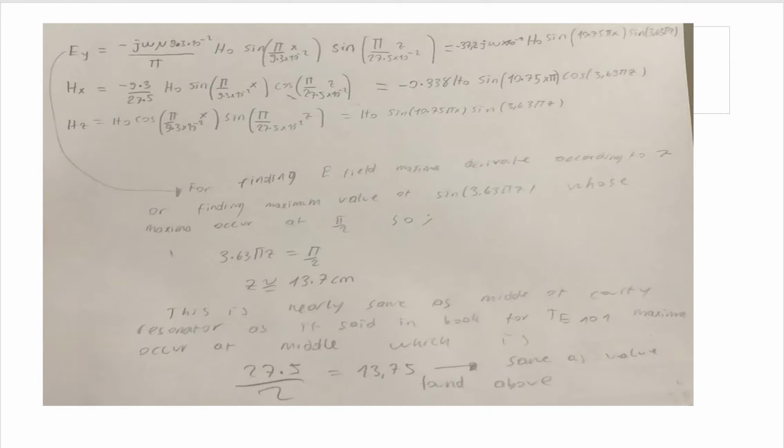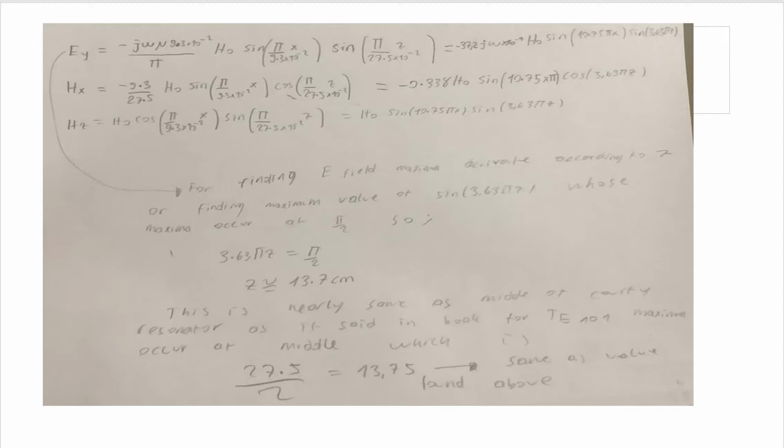For putting the antenna, according to our textbook, Fundamentals of Electromagnetics by David Cheng, I have to put it in the middle of the cavity resonator. The reason behind that is my E field component at T101 mode is maximum at the middle of the cavity resonator. To prove this, I have derived the E field and H field components. H field components are unnecessary here, but I have calculated them to show it.